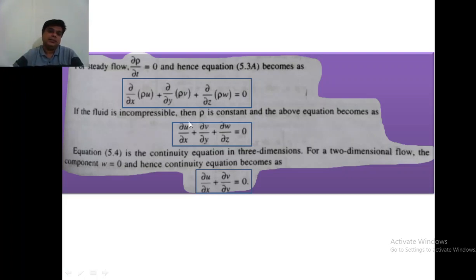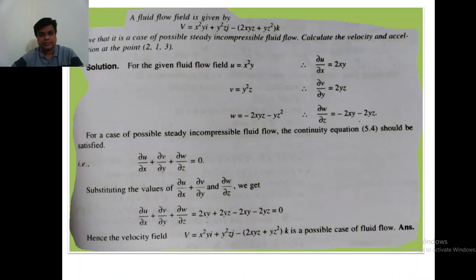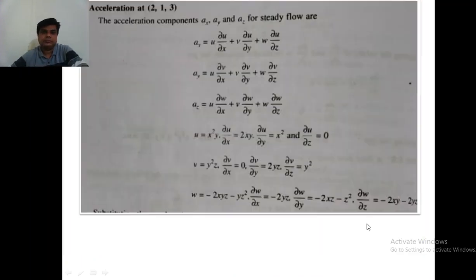And if the continuity equation is 0, then you can say that it is a steady and incompressible flow. So in the last problem we have seen that if this is equal to 0, then it is a possible case of fluid flow. So like this you can practice as many problems as possible, and you can learn how to calculate velocity and acceleration components in XYZ directions.